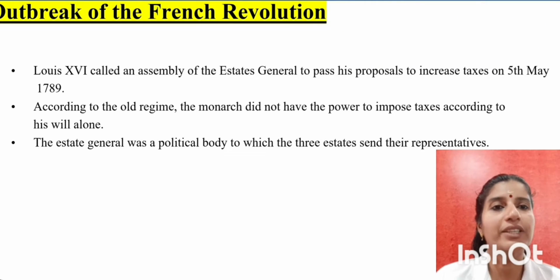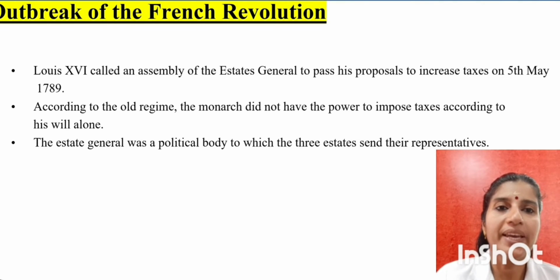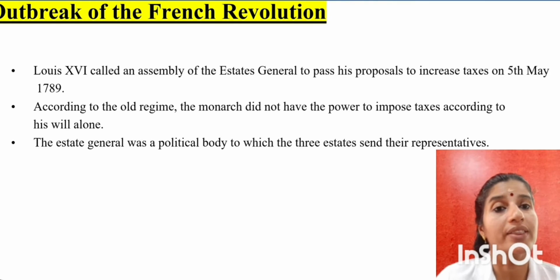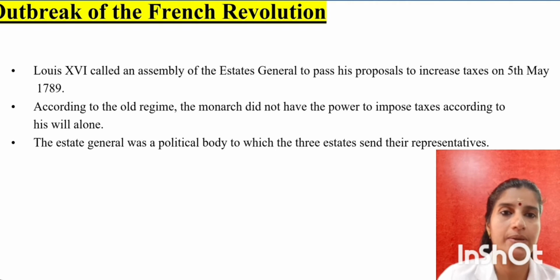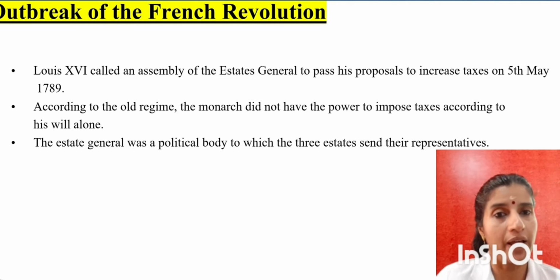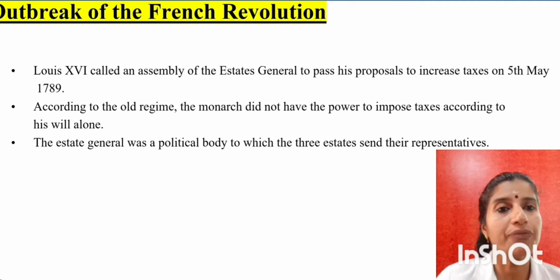Let us go back to the date 5th May 1789, 2 months before the beginning of the French Revolution. Now, King Louis XVI decided to impose new taxes on the Third Estate people to overcome the financial crisis. But the problem was that the monarch did not have the power to impose taxes according to his will alone.